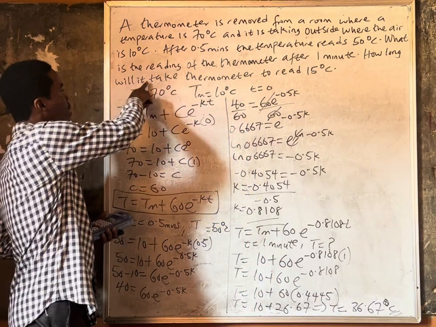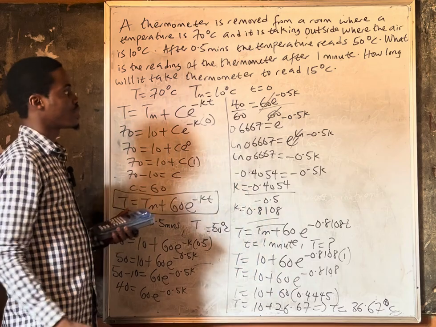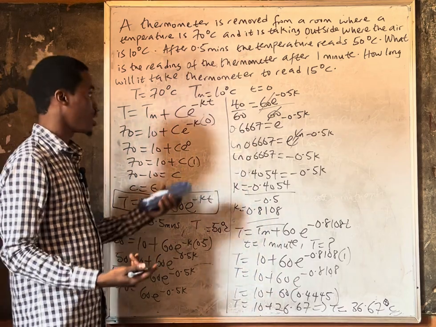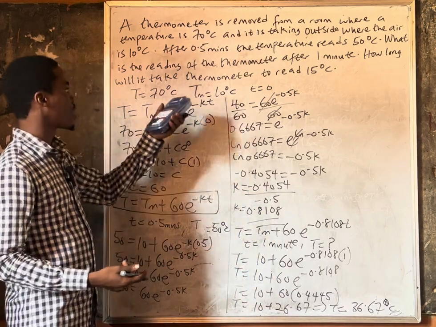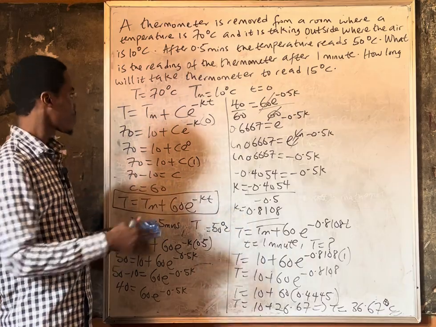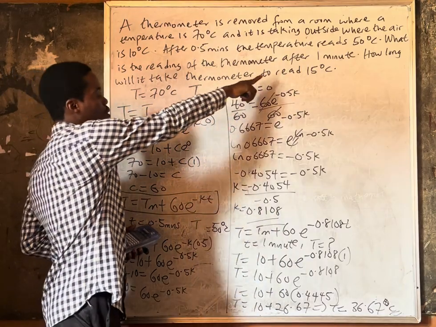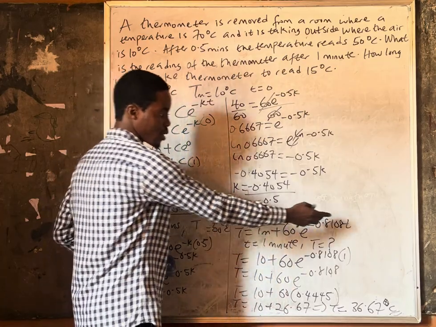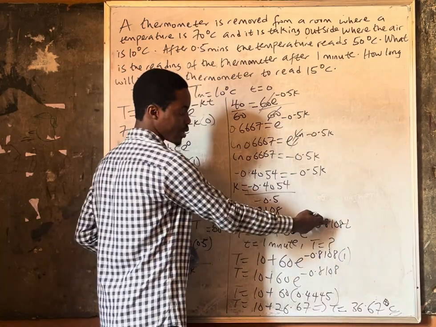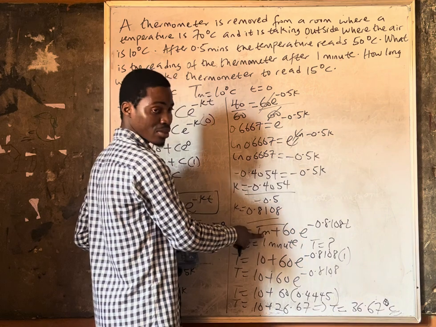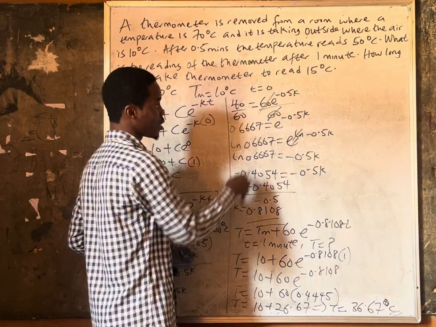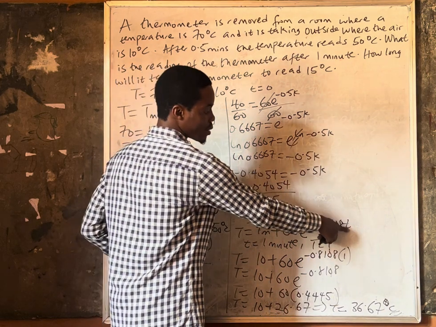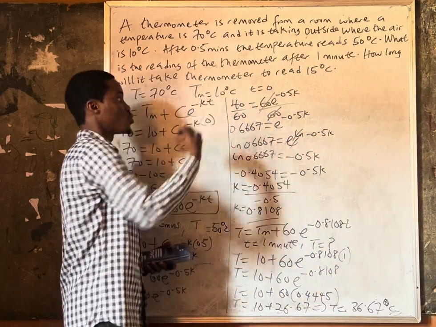So how long will it take the thermometer to read 15 degrees Celsius? You should be able to do this. We just have to use this formula, because we have gotten our k already, and we have our Tm as 10. We have been given this one as 50. So we have to find t. So we'll be able to do this one again.